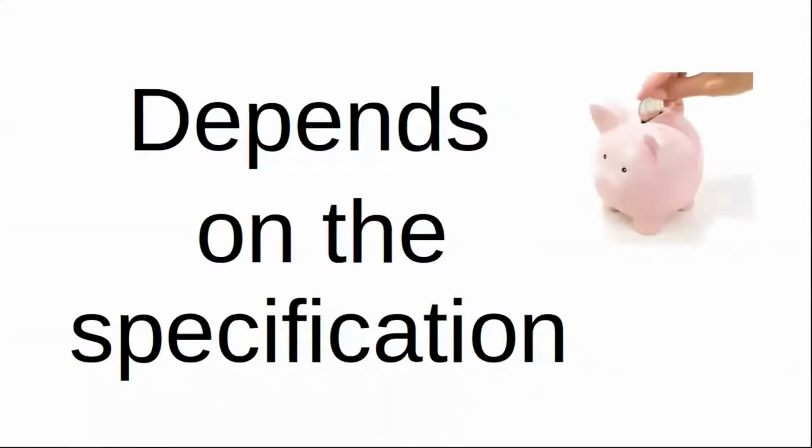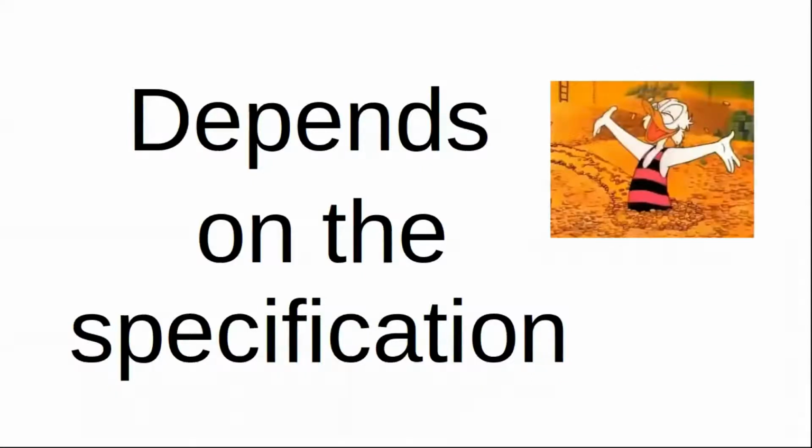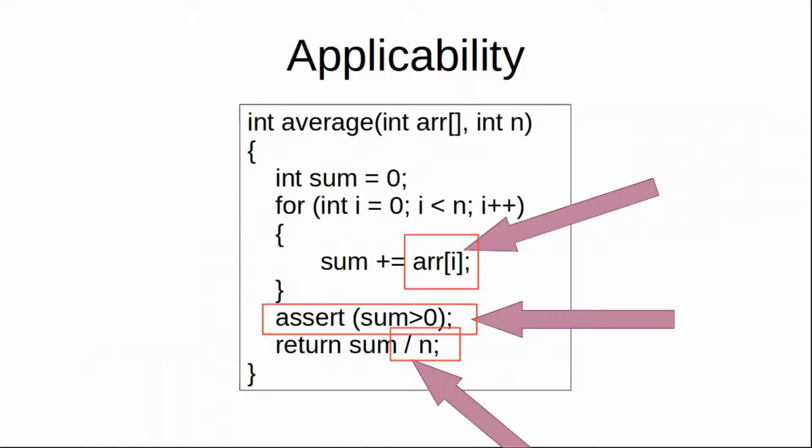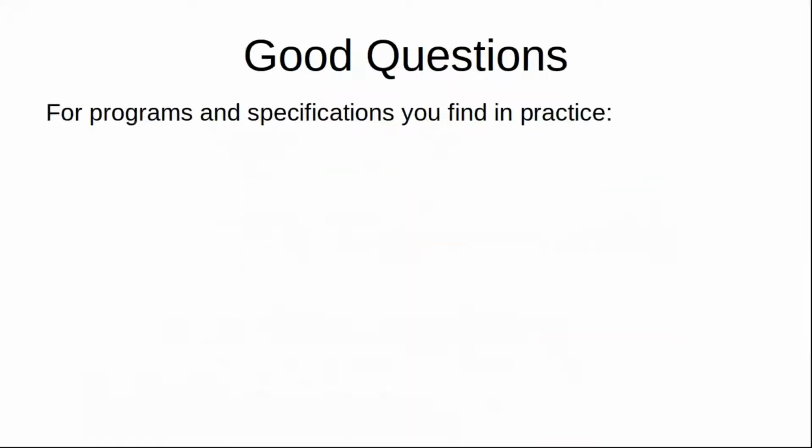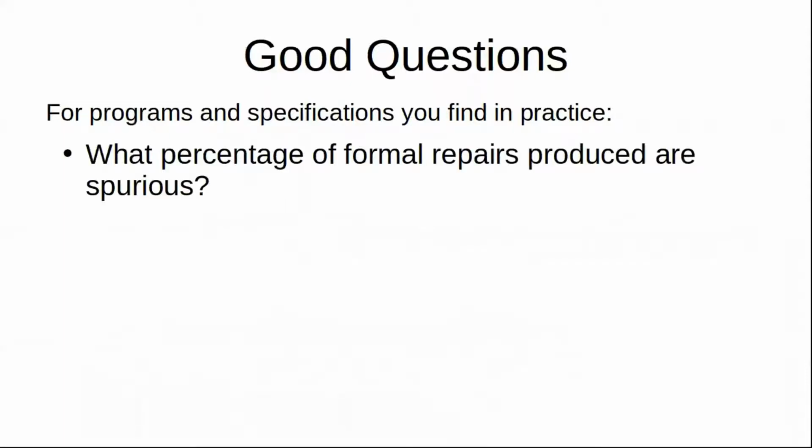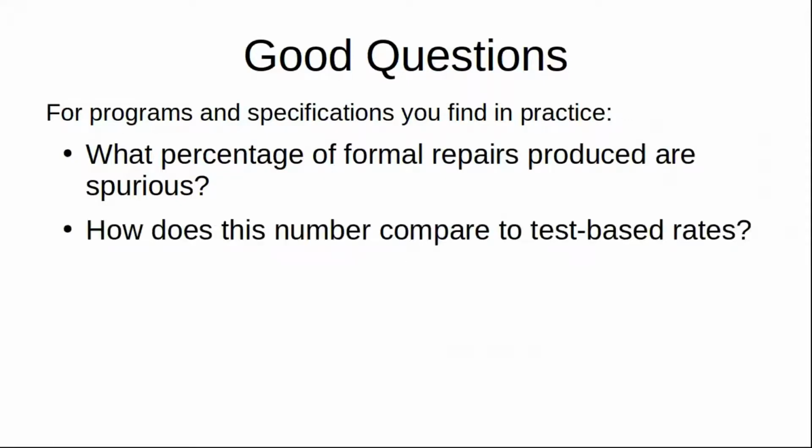The more you're willing to invest in converting your intentions to formal properties, the more you're likely to be pleased with the repairs you'll get. But if you recall, the specifications we currently find in practice are usually partial and describe only some desired functionality. Therefore, you may want to ask, for programs and specifications we do find in practice, what percentage of formal repairs produced are spurious? How does this number compare to test-based rates?